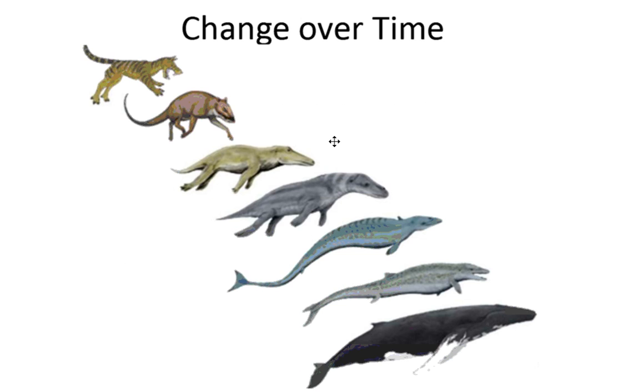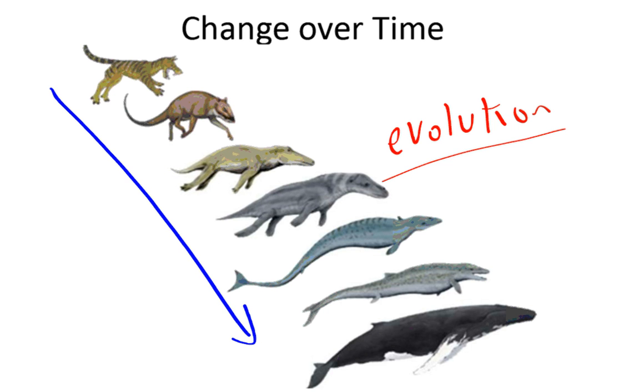And lastly, all organisms as a whole, all living things as a whole, change over time. And we use the word evolution to describe that. Evolution is the change of a population over time. So this shows whale, or what scientists believe to be whale evolution. And it's thought that whales were once land animals.